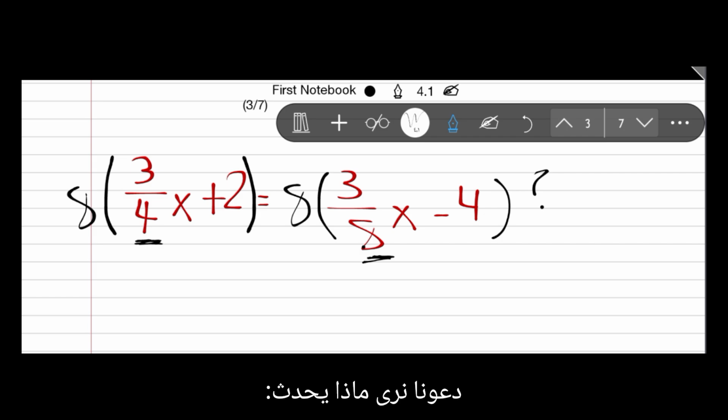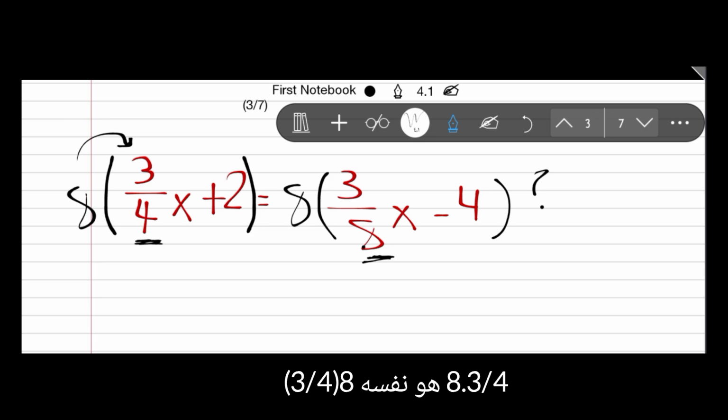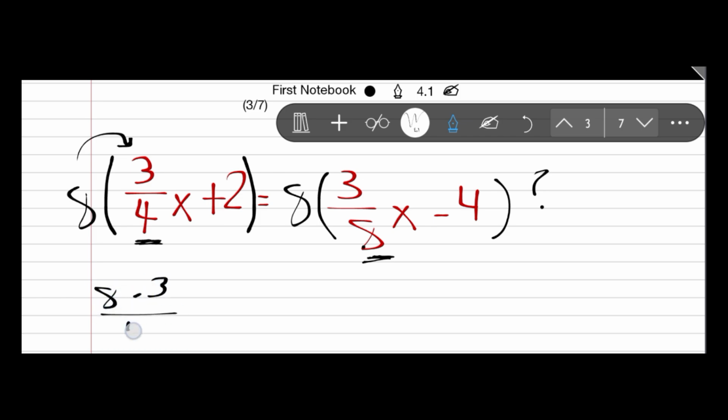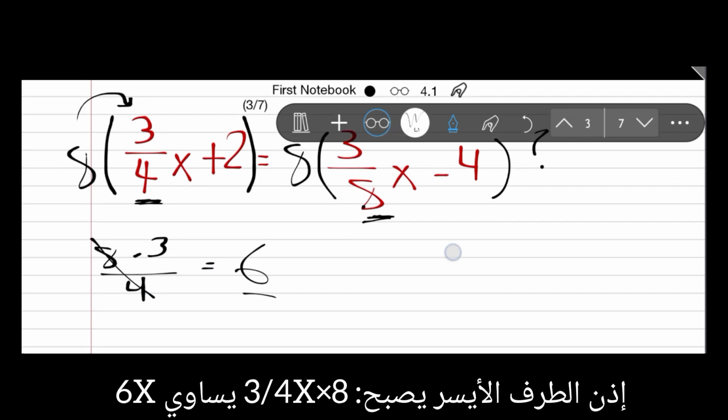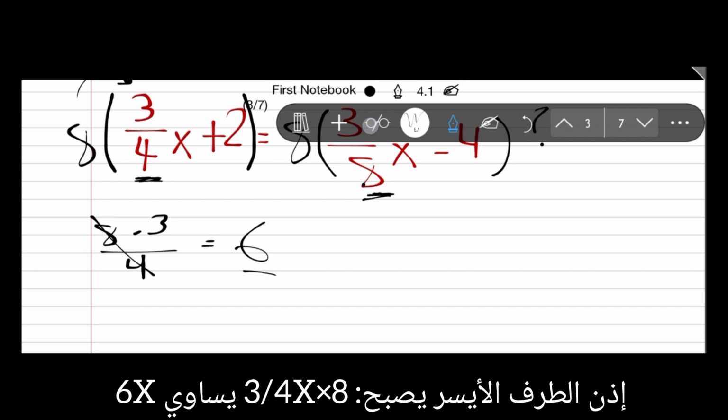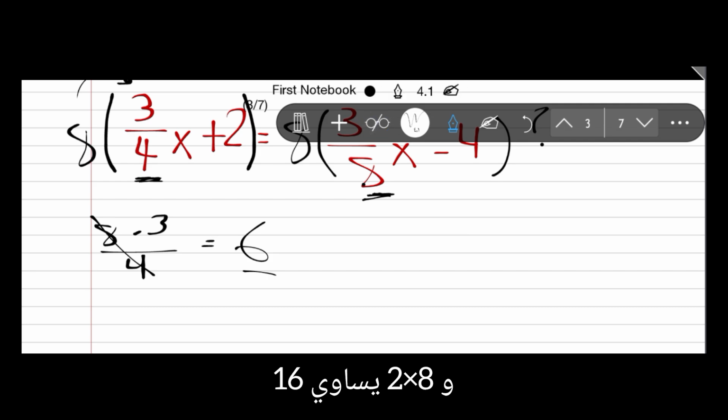And so let's see what happens. So 8 times 3 over 4. Let me do it on the side over here. That's the same thing as 8 times 3 over 4, which is equal to 8 divided by 4 is just 2, so it's 2 times 3, which is 6. So the left-hand side becomes 8 times 3 over 4x is 6x. And then 8 times 2 is 16.